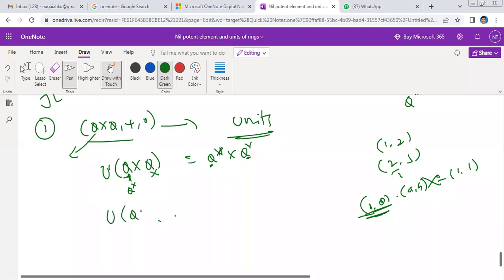Units of Q cross Q is equal to: the answer is units of Q cross units of Q. What are the units of Q? Q star. Q star cross units of Q is equal to Q star cross Q star.